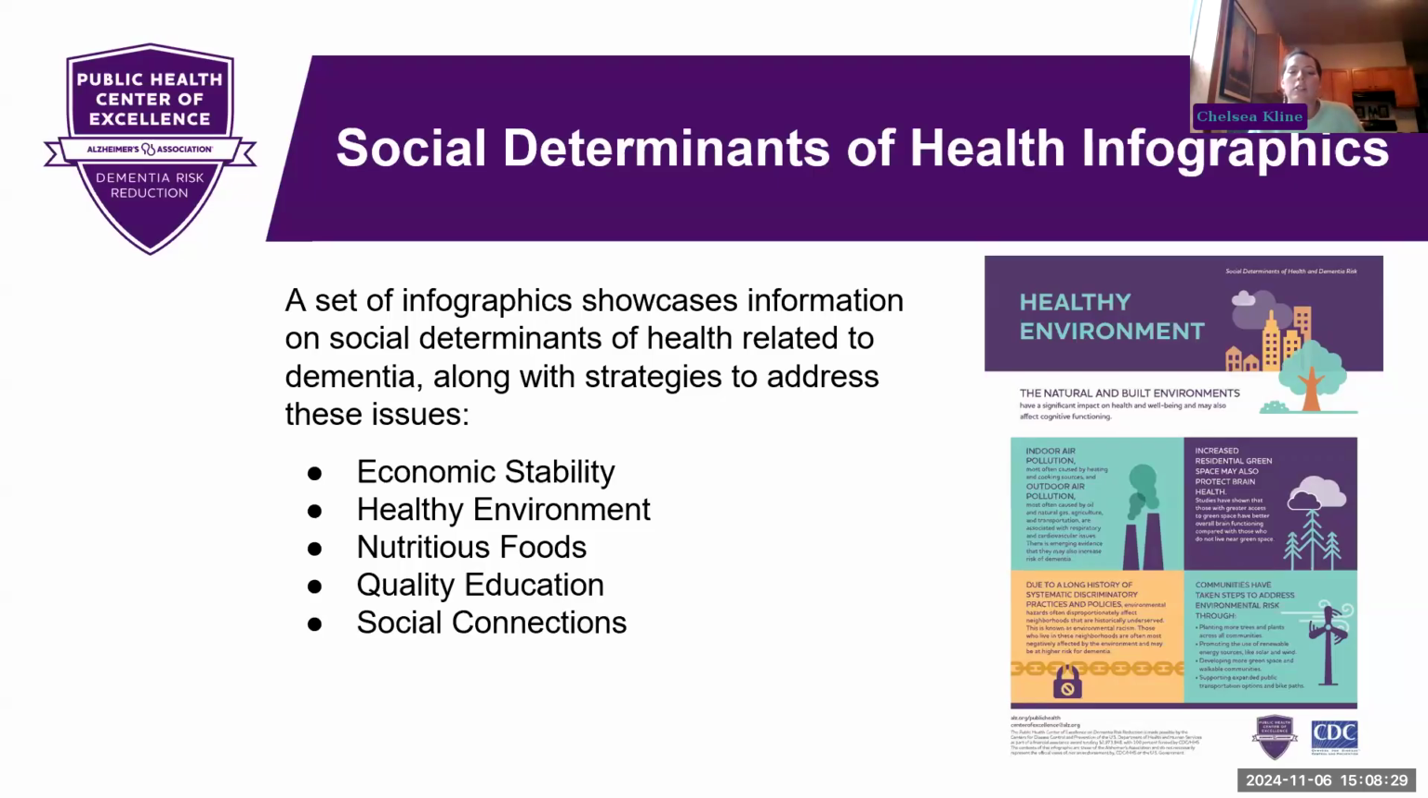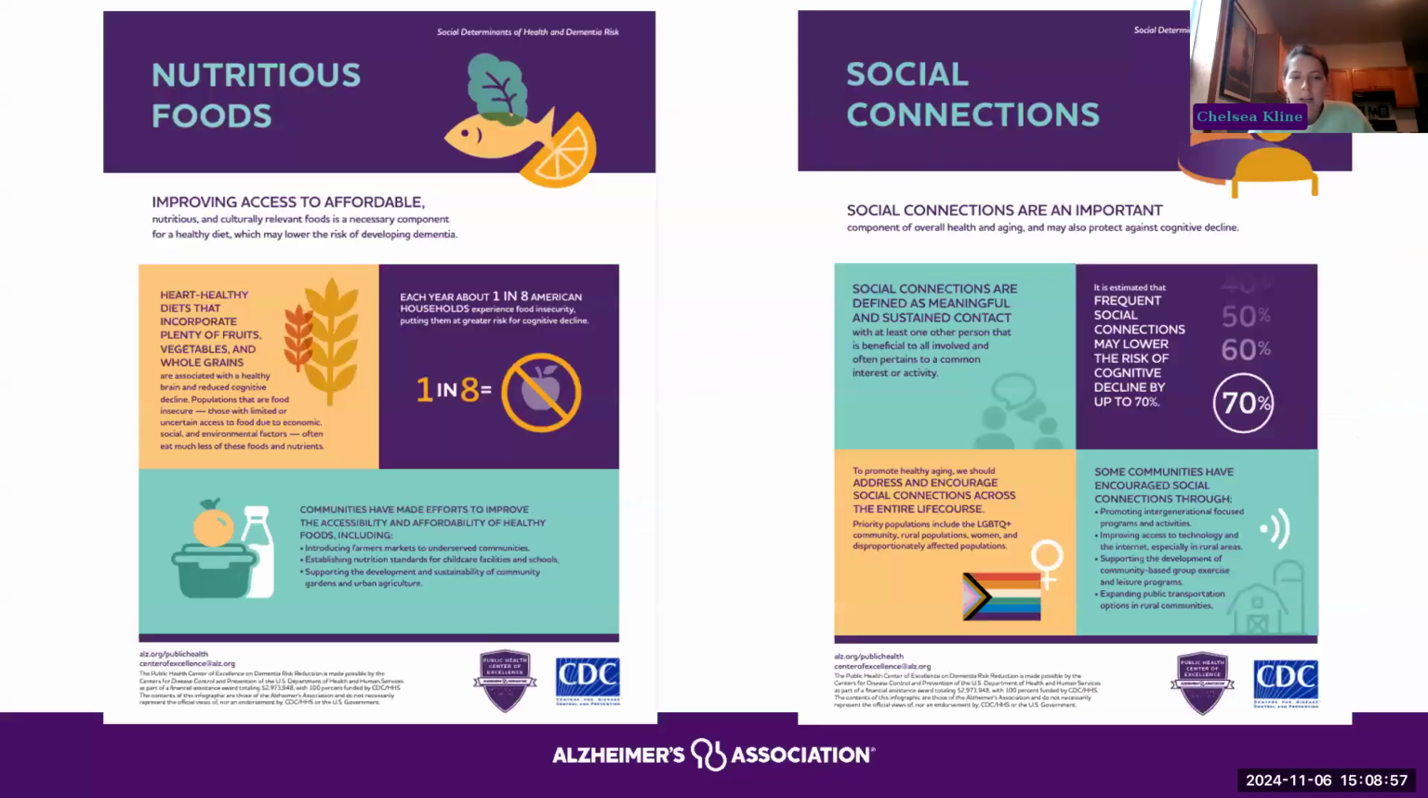These infographics showcase information on the social determinants of health related to dementia risk, and also describe strategies that public health can take to address these issues. We have a set of 5 different infographics covering economic stability, healthy environment, nutrition, quality education, and social connections. You can see on the right an example of our healthy environment infographic, but Mikkel, if you want to go to the next slide, I have some bigger versions of the infographics for you all to see.